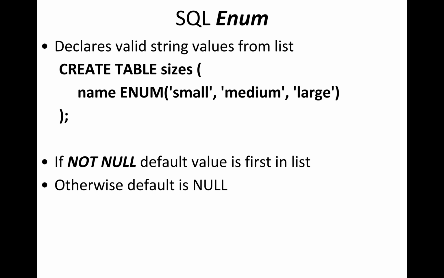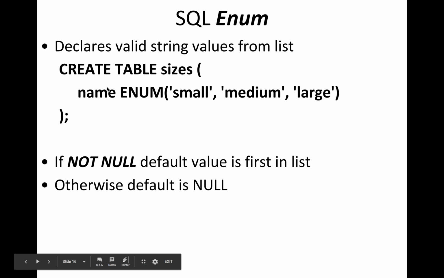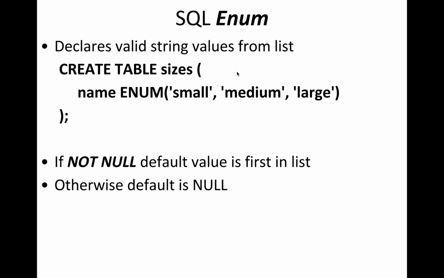But if you want to create a brand new type and you want to specify all the possible valid values for that type, then you can use enum and say, well, name can only have these three values for the sizes: small, medium, and large.